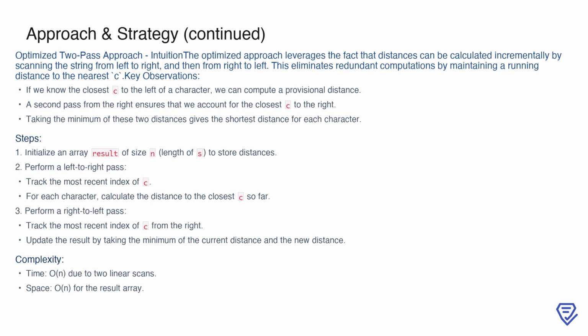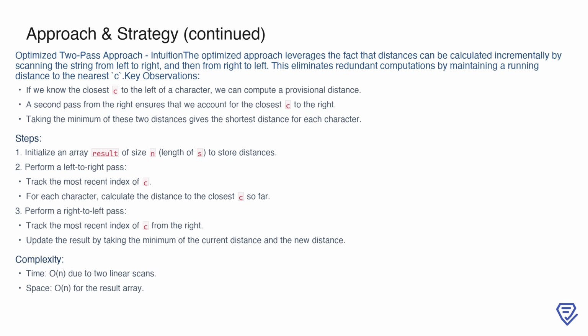This method significantly reduces redundant computations by leveraging two linear scans of the string, one from left to right and another from right to left. The key insight here is that we can incrementally track the distance to the nearest occurrence of C during each pass. In the left to right pass, we maintain the index of the most recent C and compute the provisional distance for each character. In the right to left pass, we do the same but update the distance to account for the nearest C on the right.